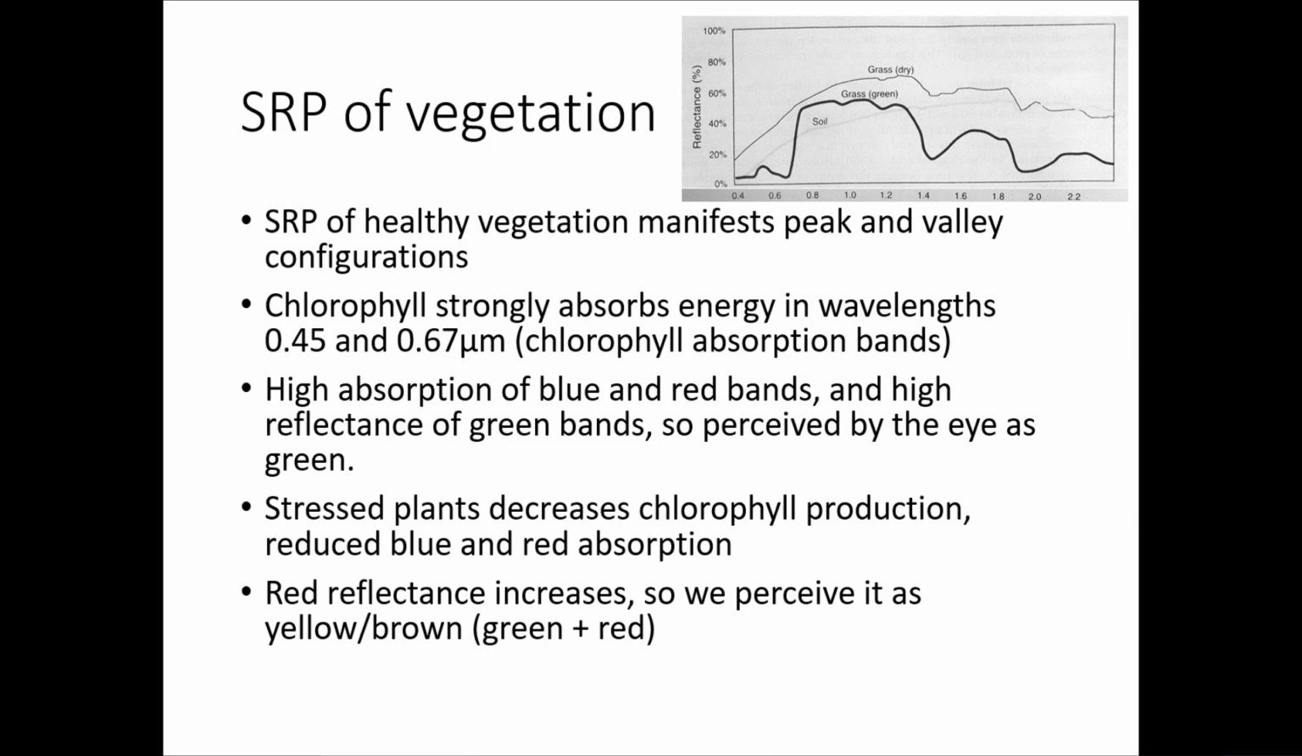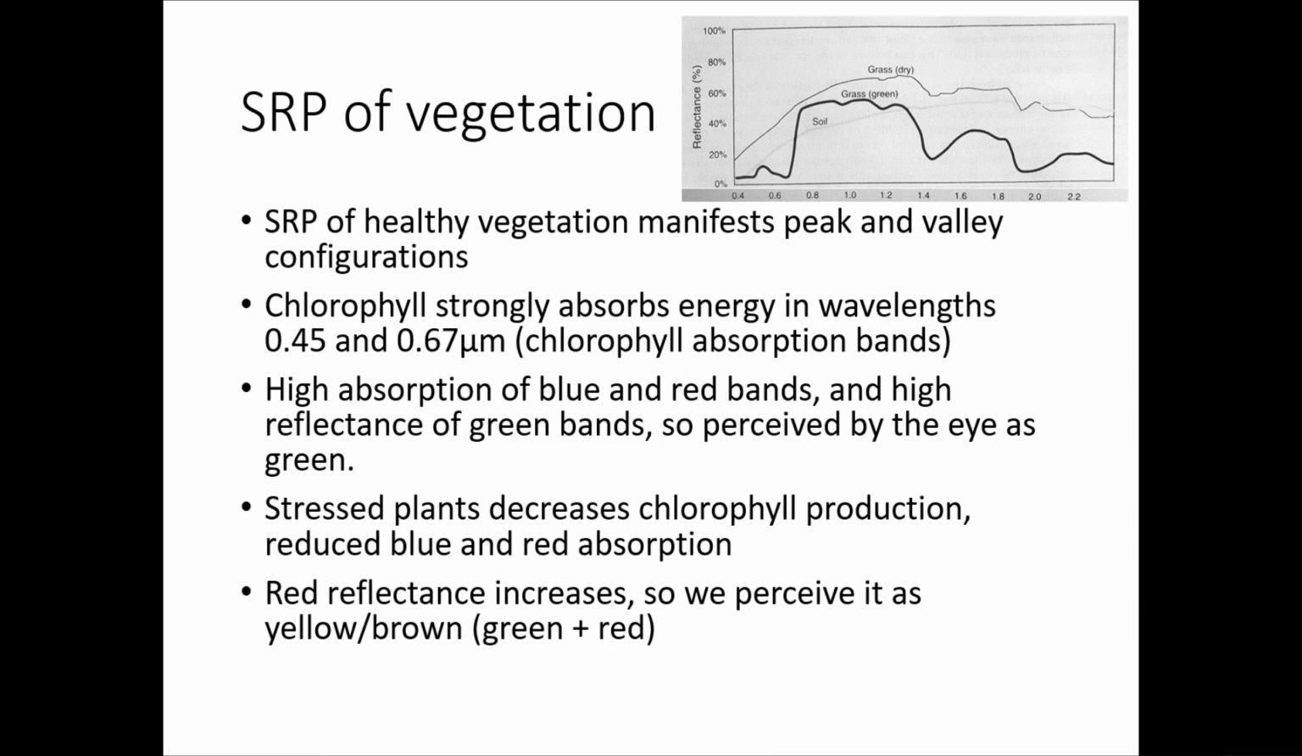We saw that yesterday. So if the plants are stressed, or if the plants are aging, or with the variation in the seasons, they decrease their chlorophyll production. So what happens? Your blue and red absorption will decrease. So you can see above, dry grass. Can you see that? In dry grass, not only green, red is also reflected, blue is also reflected. So there is no peak valley configuration in the visible wavelength itself.